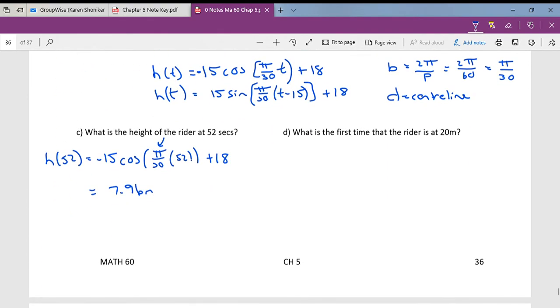So this just says what is the first time the rider's at 20 meters. Your calculator, if you plug it in, will always give you the first time. So this time you're going to put 20 in for the height: 20 equals negative 15 cos of pi by 30 t, plus 18. And this time we're solving for t, so we're going to do this algebraically. We're going to first subtract 18, so you're going to get 2.